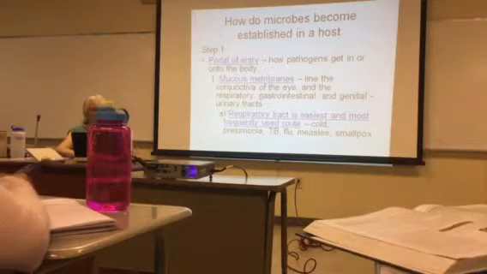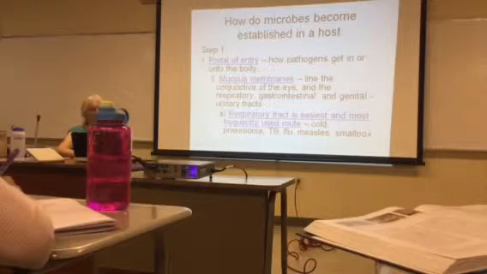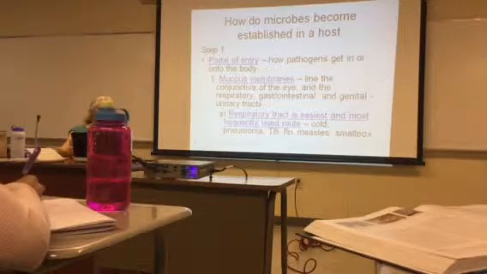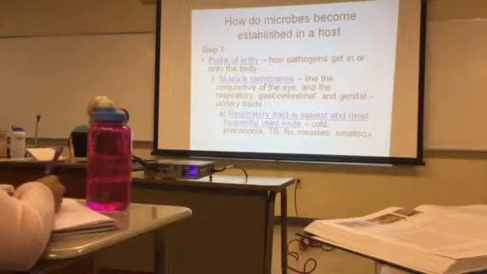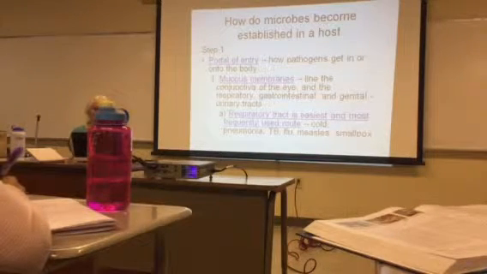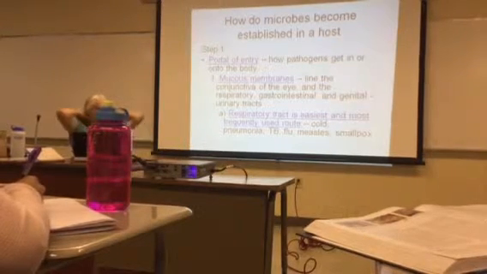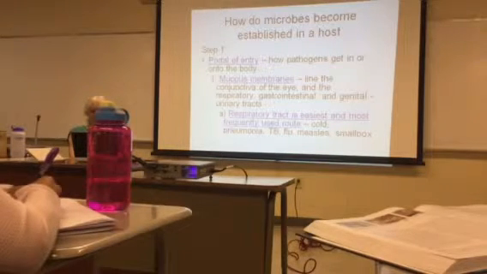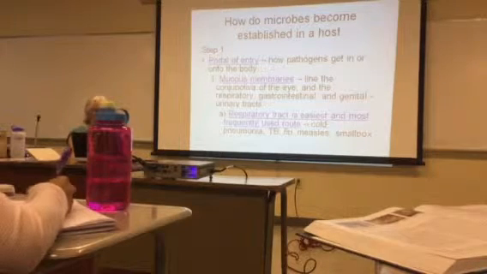So how do microbes become established inside of a host? Step one would be it needs a portal of entry. It needs some way that it can establish itself on the host or inside of the host. One way that it can get into the host is through mucous membrane. Mucous membranes line the conjunctiva of the eyes and the respiratory tract, the gastrointestinal tract, the urogenital tract. Those are all lined by mucous membrane.